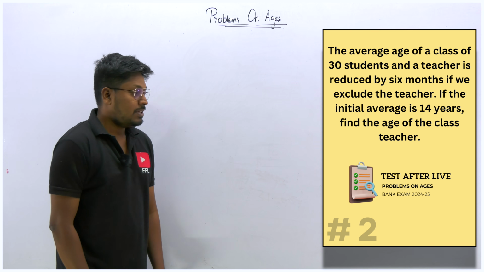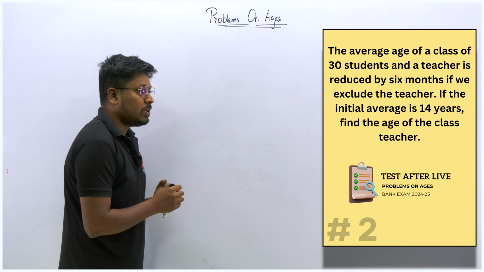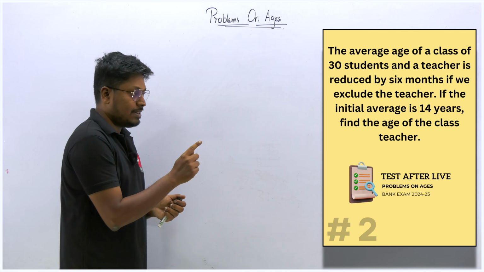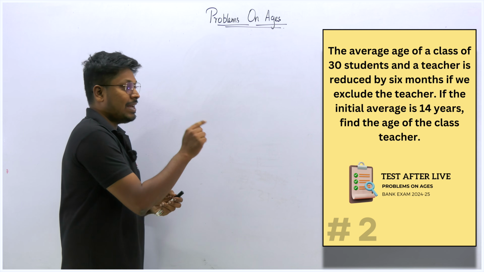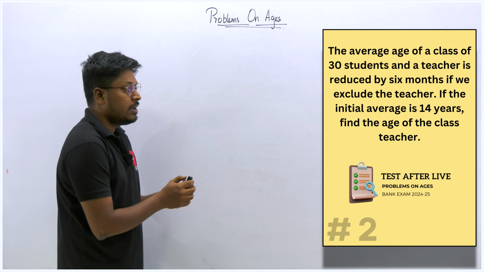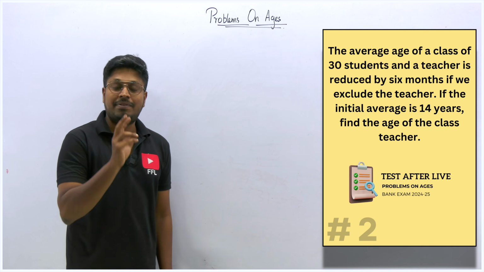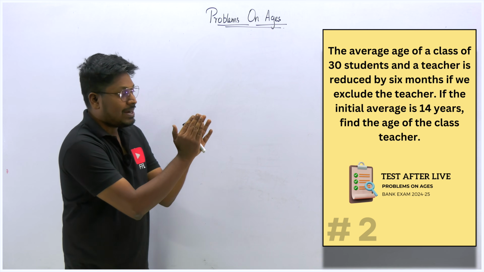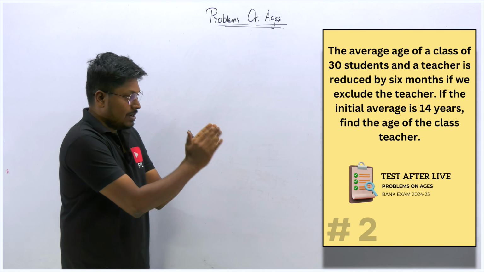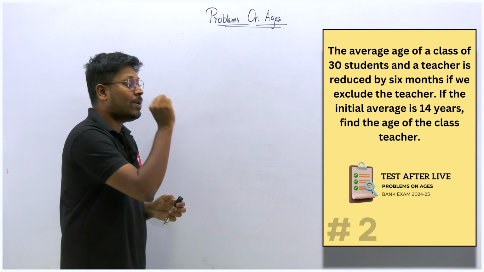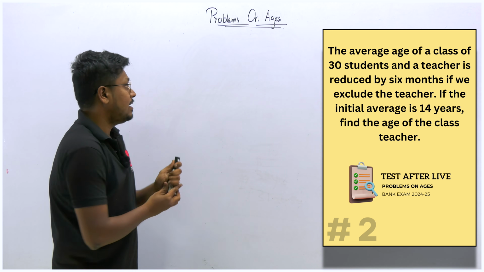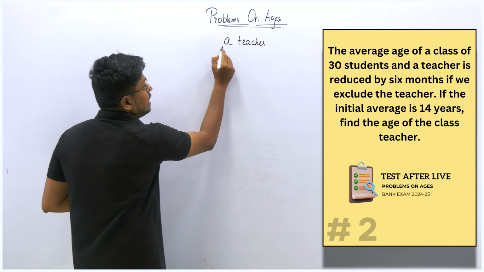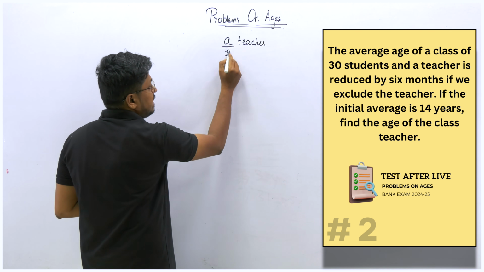Question number 2. The average age of a class of 30 students and a teacher is reduced by 6 months if we exclude the teacher. If the initial average age is 14 years, find the age of the class teacher. So our target is to find the age of the class teacher, right? So first try to understand the question, what they are saying. Here, the average age of a class of 30 students and a teacher. Never forget this. These are the words where beginners usually make a mistake. A teacher, which means we have only one teacher here, right?